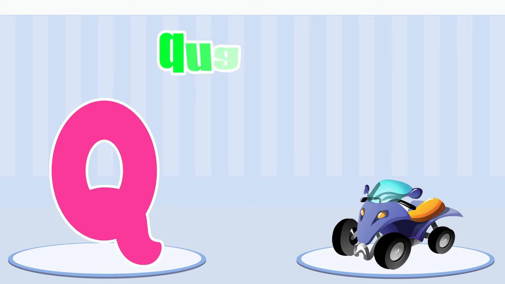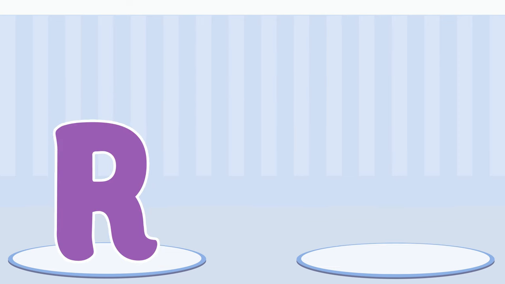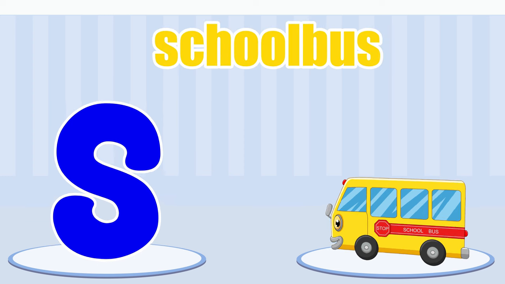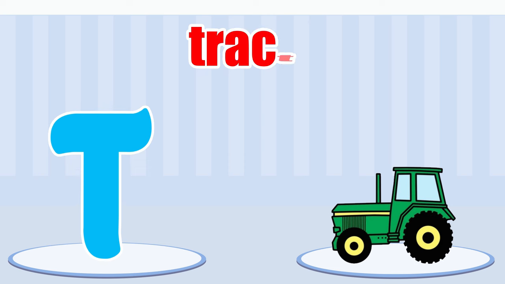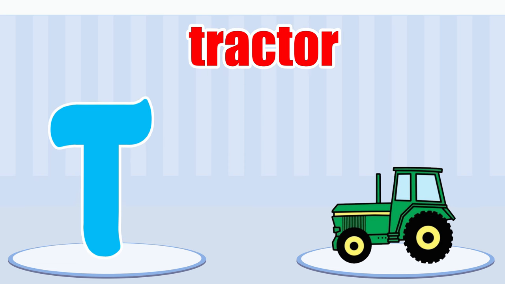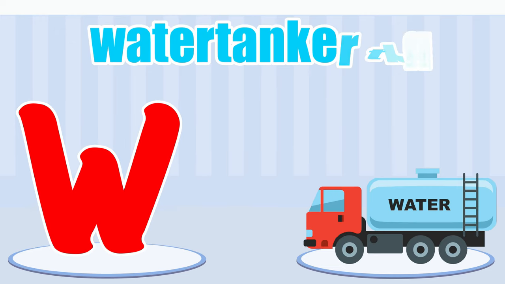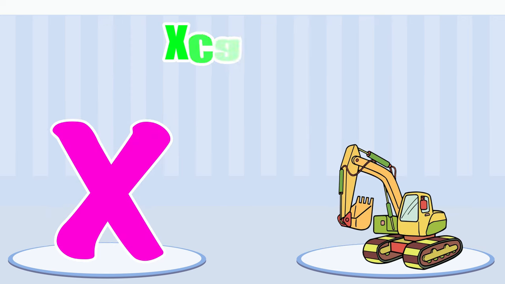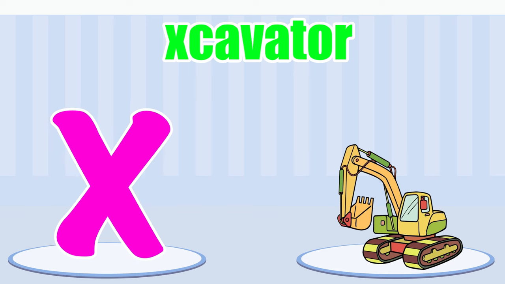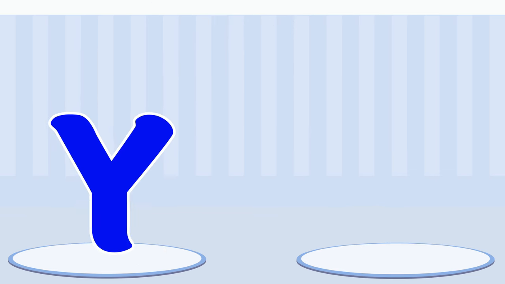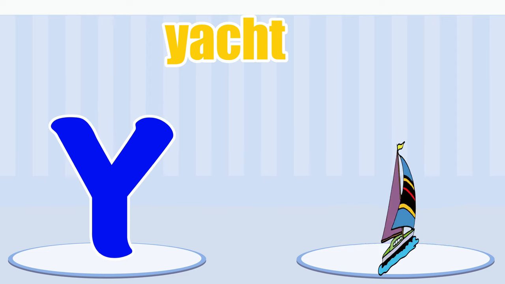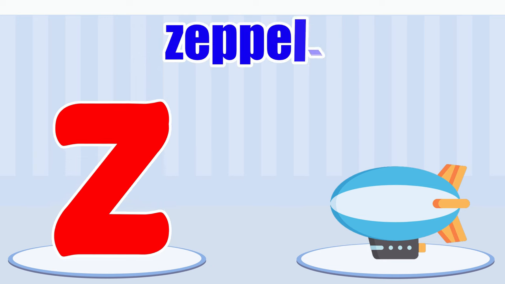Q is for quad bike, quad bike. R is for rocket, rocket. S is for school bus, school bus. T is for tractor, tractor. U is for unicycle, unicycle. V is for van, van. W is for water tanker truck, water tanker truck. X is excavator. Y is yacht, yacht. Z is for zeppelin, zeppelin.